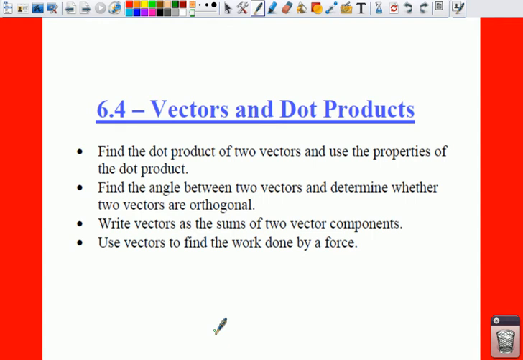Anyway, what we're going to be doing today with 6-4 is finding dot products of two vectors and using the properties of dot product. We're also going to be finding the angle between two vectors and determining whether two vectors are orthogonal. Try saying that 5 times fast. We're also going to write vectors as the sums of two vector components, and we're going to use vectors to find the work done by a force.